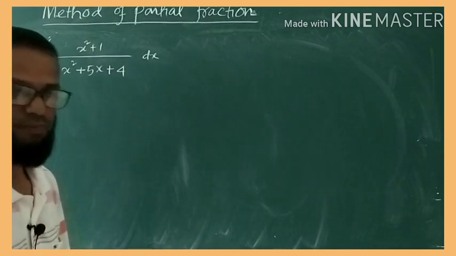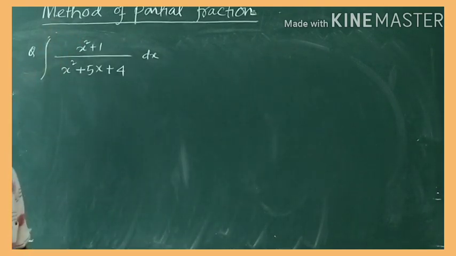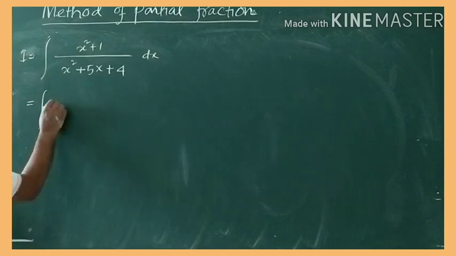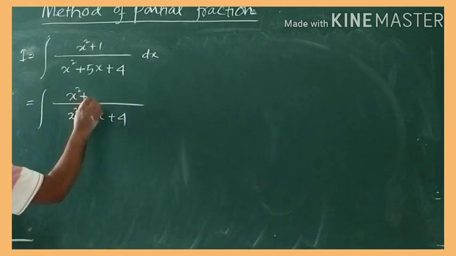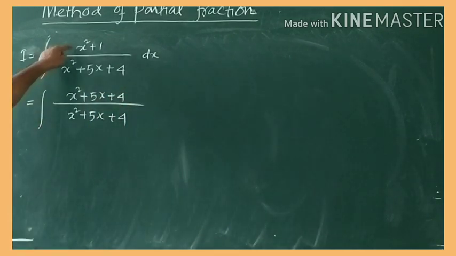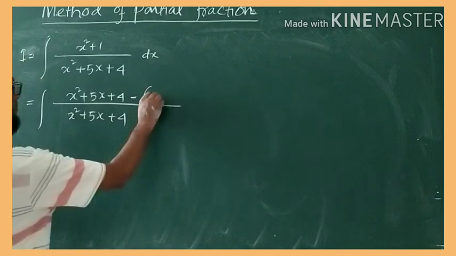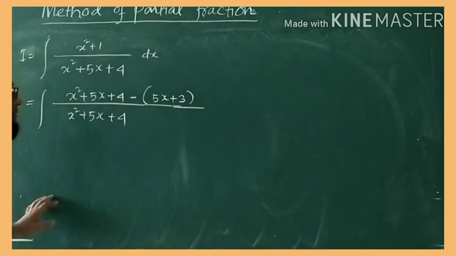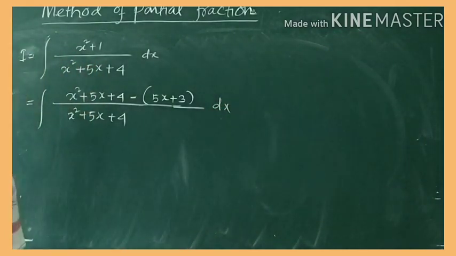When it is improper, we must divide the numerator by the denominator. When the power is the same, there is a short technique. This is your original integral, suppose I take it as I. Write the denominator x square plus 5x plus 4 in the numerator first. To balance it, subtract 5x, since you have no term containing x. Then 5x cancels and 1 remains, so subtract 3: 4 minus 3 equals 1, and the numerator becomes x square plus 1. You can do this only when the powers are the same. Very, very important.